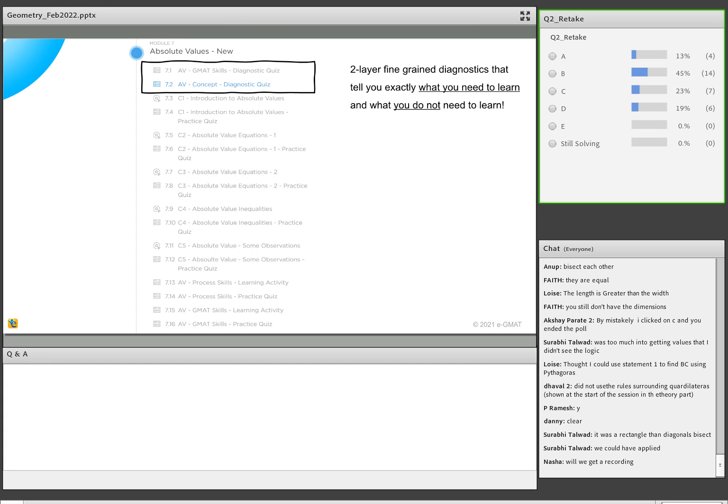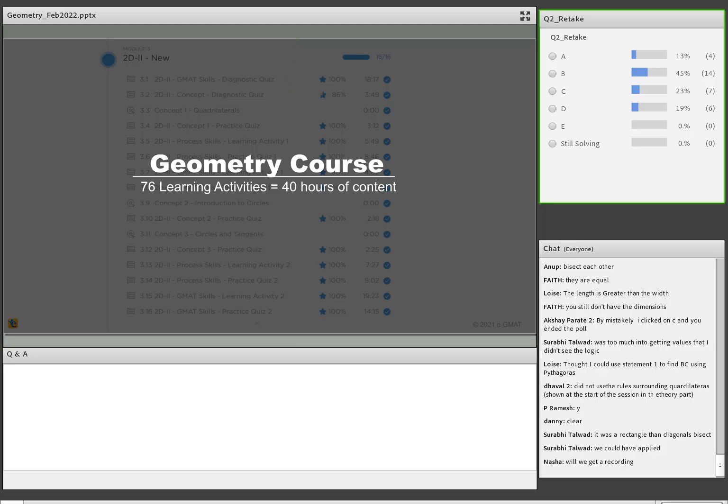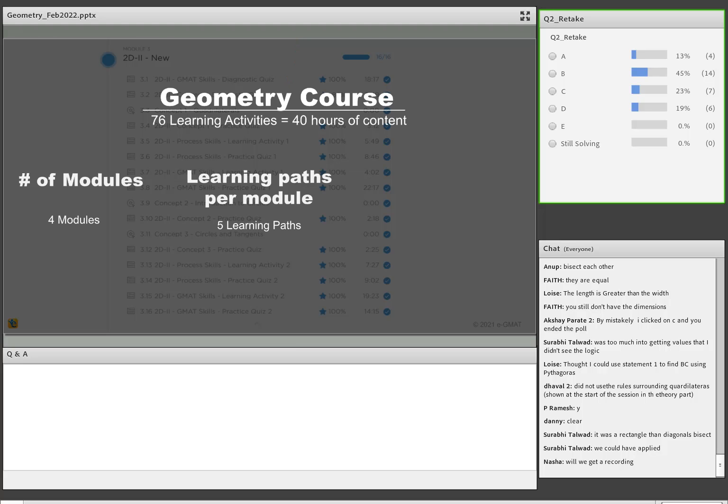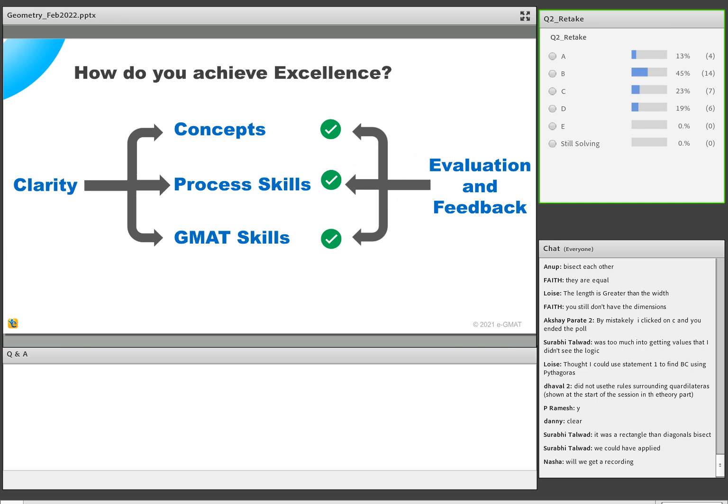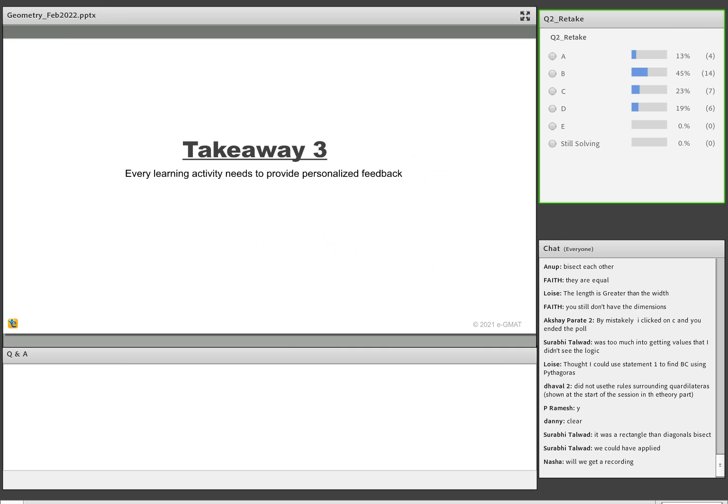The third aspect is very, very important. I already talked about how this diagnostic works, but fundamentally, a very important aspect of the course: how do you know that you have excelled? You know that you have this progressive architecture, and you also know about personalization. So based on your current ability, you're going to learn. Fantastic. But how do you know that you're picking up what you should be picking up in terms of your abilities? That's where the feedback piece becomes very important.